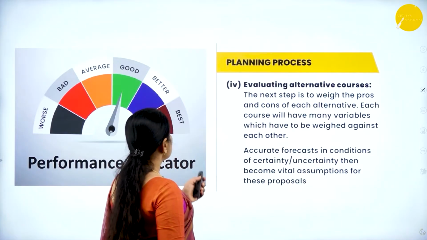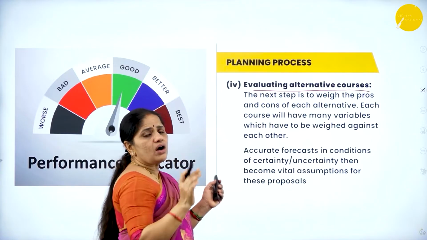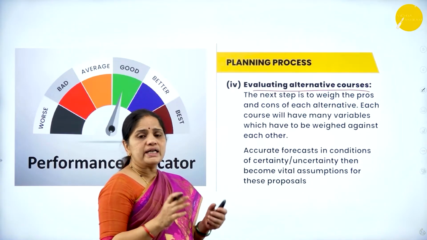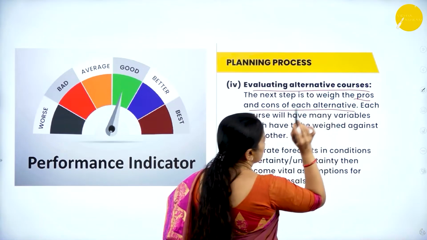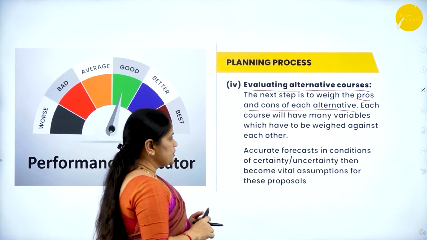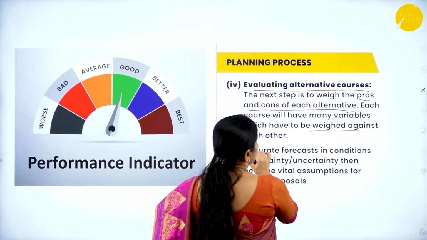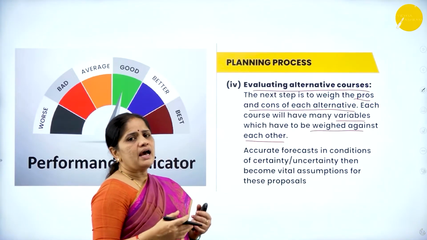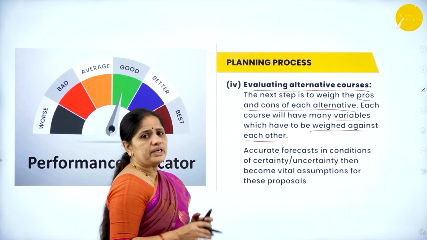Then the fourth step in the planning process is evaluating alternative courses. What is the alternative in front of us? Suppose there are 5 ways of doing the job. Then we have to evaluate each way of doing the job, that is, weigh the pros and cons of each alternative. For each alternative, we have to discuss the advantages and disadvantages, and each course will have many variables which have to be weighed against each other. In one alternative we may have many merits and few demerits, and another alternative may be full of demerits only. So everything has to be evaluated.